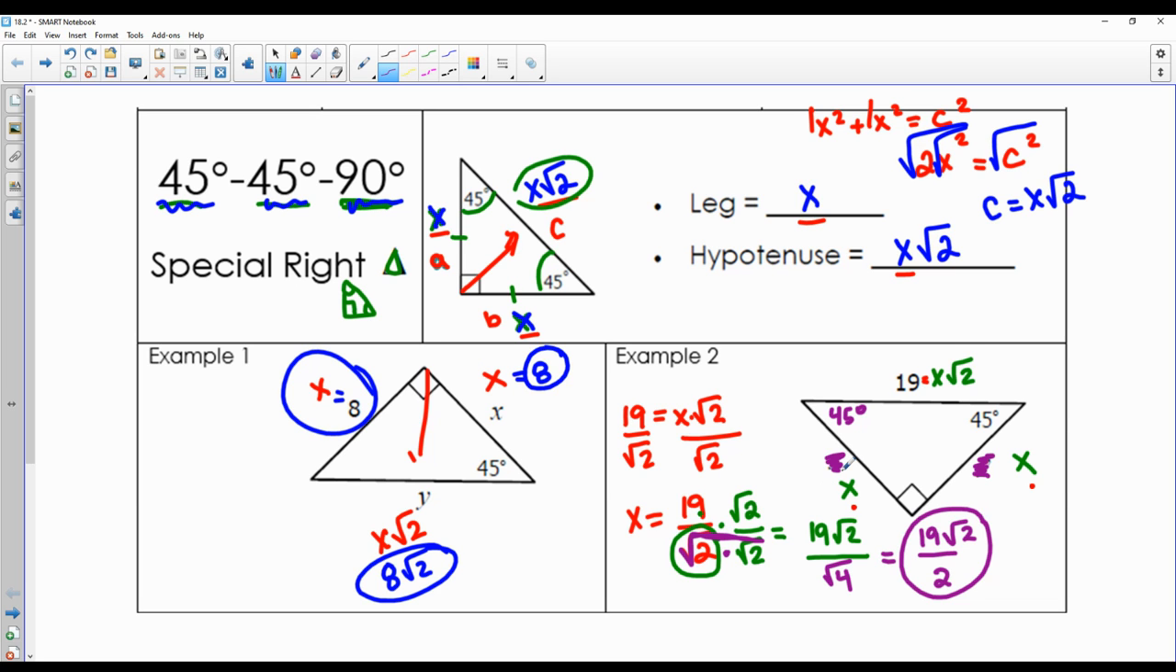So these two sides are both going to be 19 square roots of 2 over 2. And then if you wanted to see what letter, they're both the same. So you could say x and y both equal 19 square roots of 2 over 2. And that's our 45, 45, 90 triangles.